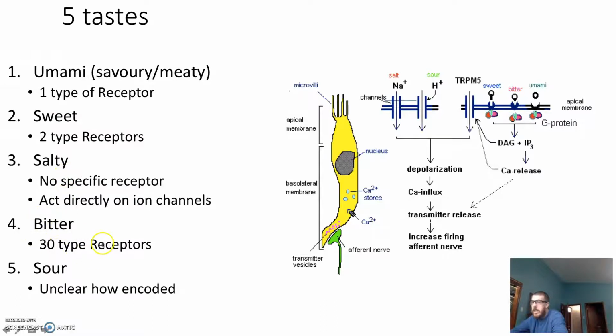Interestingly, we have 30 different types of receptors for different bitter tastes, which also says a lot about the evolutionary value of being able to detect a bitter poisonous substance and not eat it.